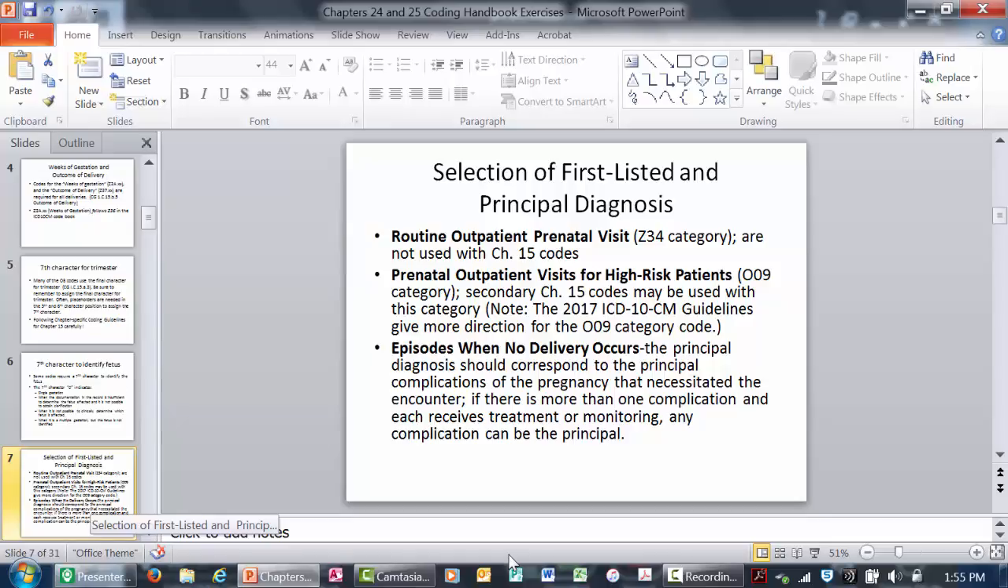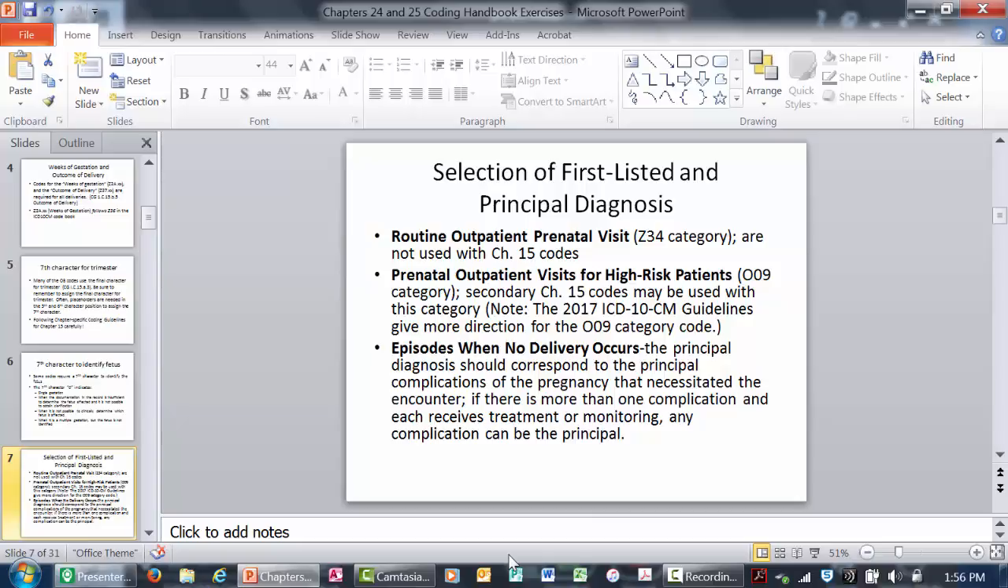The selection of first listed and principal diagnoses, you can look at these in your guidelines. A routine outpatient prenatal visit is assigned to the Z34 category. That is not used with chapter 15 codes. It's just a routine prenatal encounter, not used with any complications or delivery codes. Very simple. If you get into a prenatal outpatient visit for a high-risk patient, now you're moving into the O09 category, and you can use chapter 15 codes with this category.